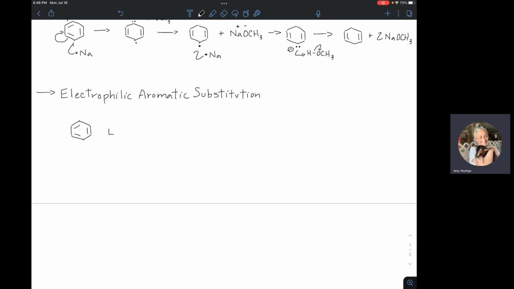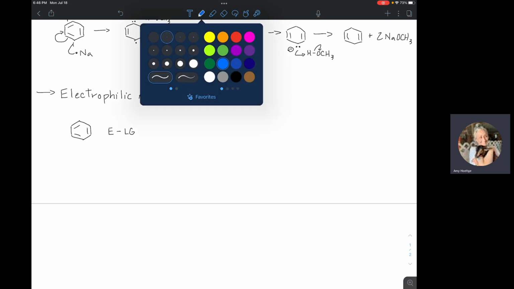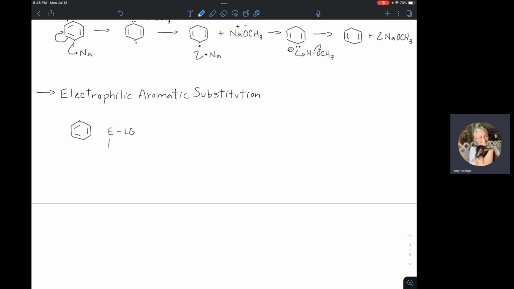So let's just keep this super generic and say electrophile is attached to some leaving group, right? And if you missed that, I'm going to say this is the electrophilic portion.